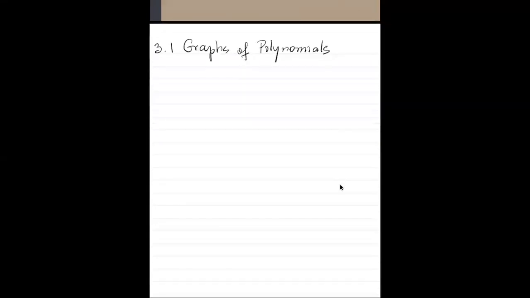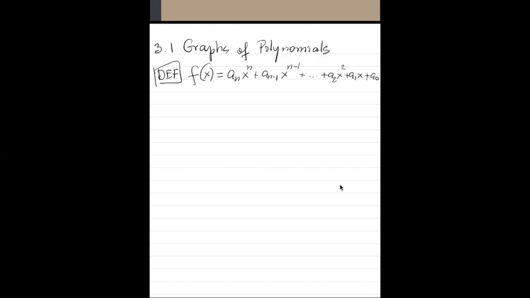3.1 Graphs of polynomials. By definition, a polynomial with degree n looks something like this. f of x equals a sub n x to the n plus a sub n minus 1 x to the n minus 1 plus dot dot dot, many terms, plus a2 x squared plus a1 x plus a0. So the degree n should be greater than or equal to 1. So that's the degree.